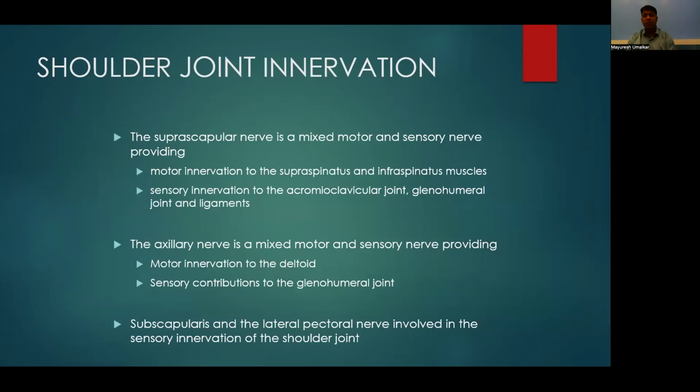Now, the suprascapular nerve is a mixed motor and sensory nerve, which provides motor innervation to the supraspinatus and infraspinatus muscles and sensory innervation to the acromioclavicular joint, glenohumeral joint, and ligaments. The axillary nerve is also a mixed nerve, providing motor innervation to the deltoid and sensory contribution to the glenohumeral joint. The subscapularis and lateral pectoral nerves are involved in the sensory innervation of the joint.